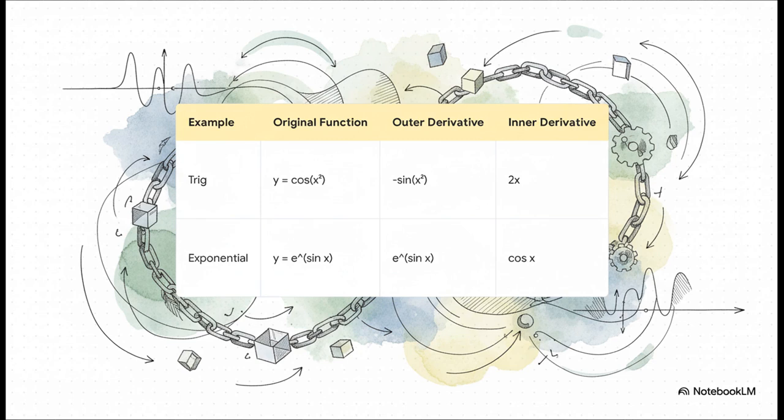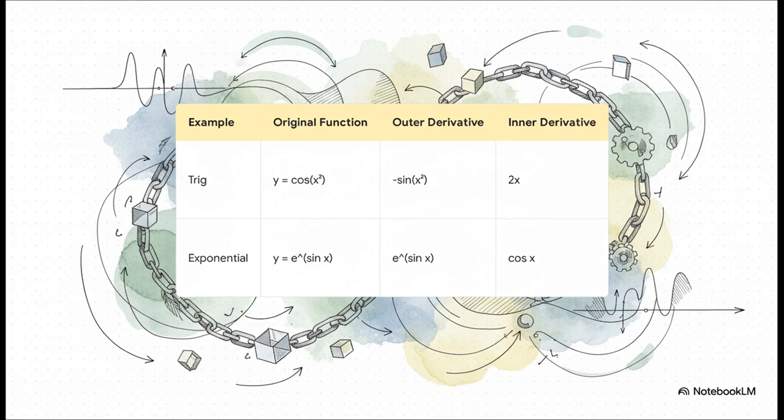And what's so cool is how this rule works for everything. Look at cos of x squared. The derivative of the outer cosine function is negative sine of x squared. Then the derivative of the inner x squared is 2x. Put it together, negative 2x sine of x squared.